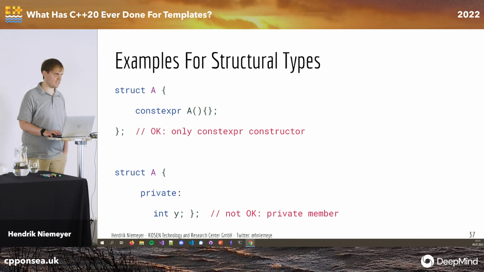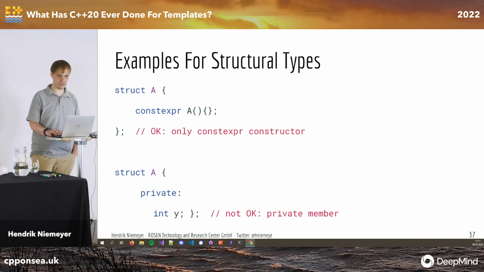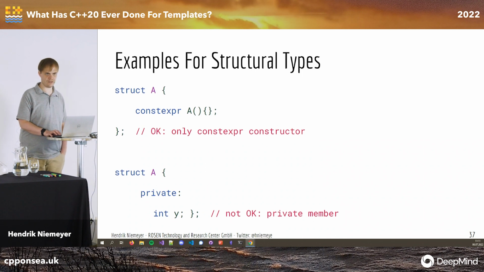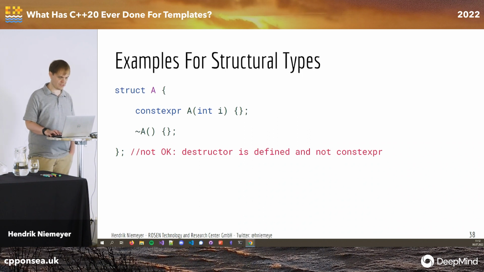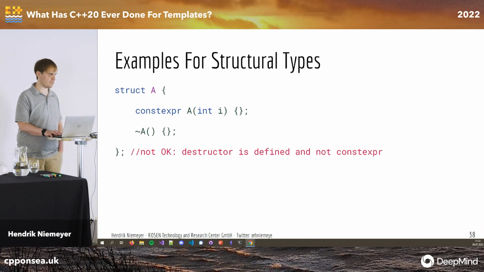If we only have a constexpr constructor, everything is fine. It can be used as a non-type template parameter. And if we have a private data member, like here with the private int a, then that's not okay anymore to use A as a non-type template parameter. And if our constructor is constexpr, but we have a user-defined destructor, although it does nothing here, then it's also not okay anymore to use A as a non-type template parameter. So we have to be very careful what we can put in there.